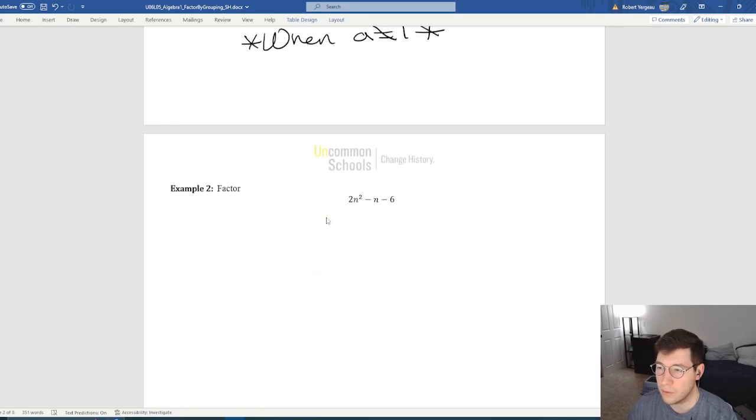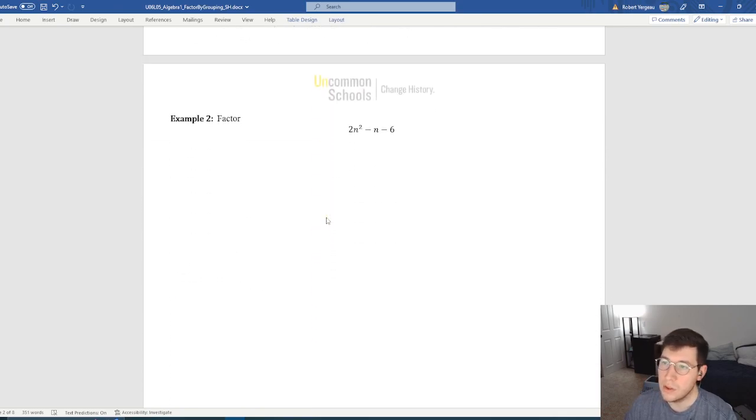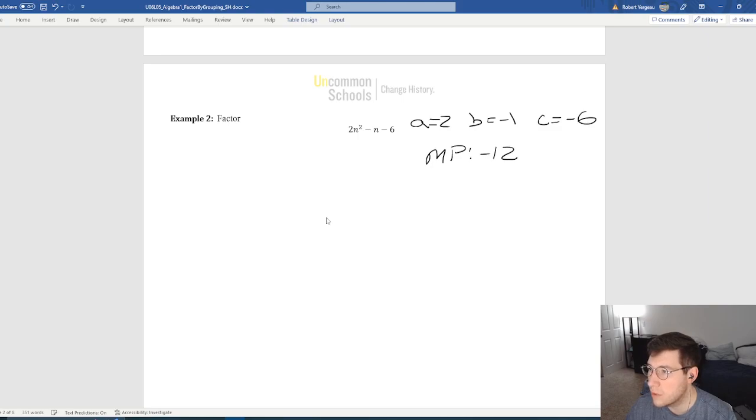All right, so example 2, factor 2n squared minus n minus 6. And so I'm going to do the same thing. A equals 2, b equals negative 1, and c equals negative 6. Starting by writing those out. My master product, negative 6 times 2, that's negative 12. My sum, just my b value, that's negative 1.